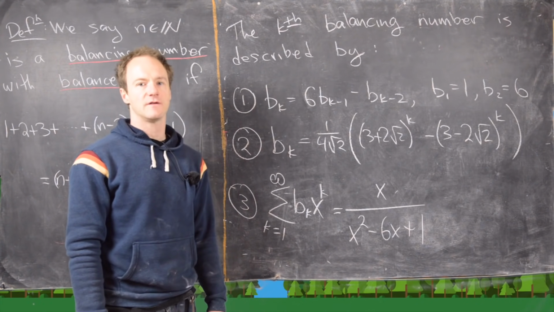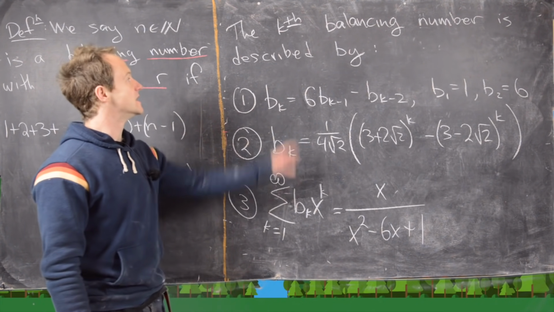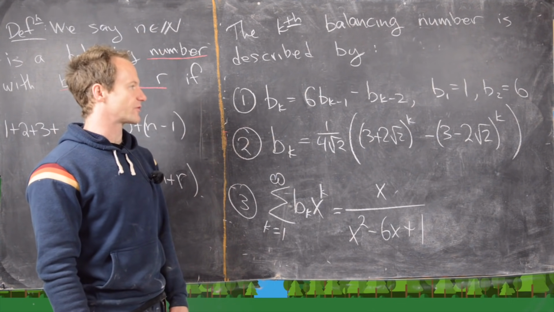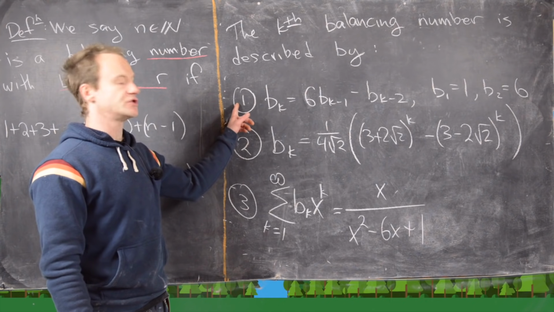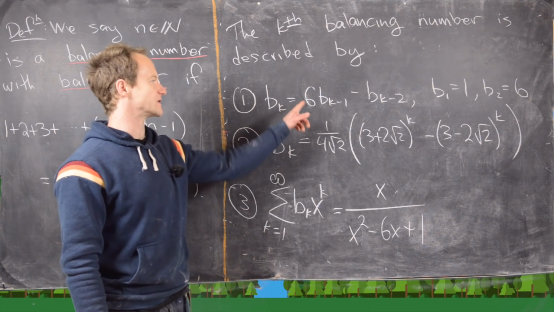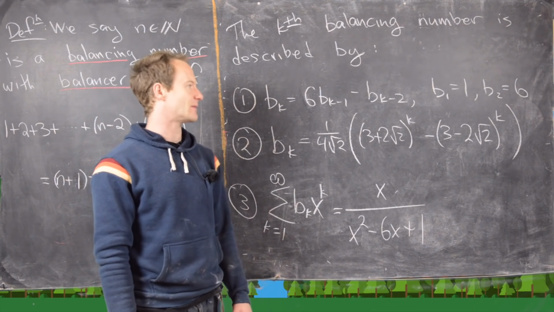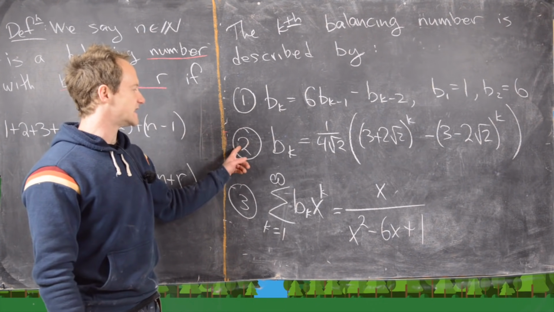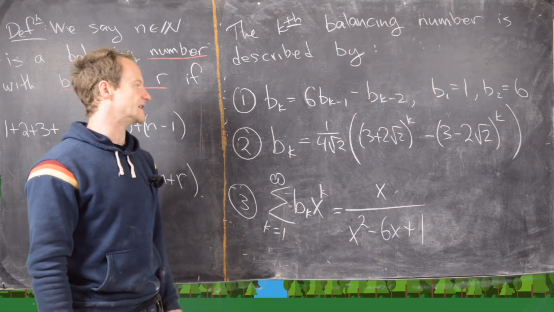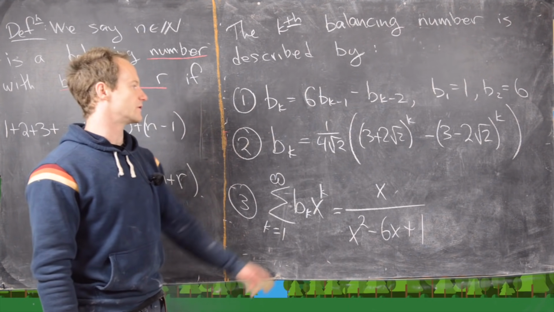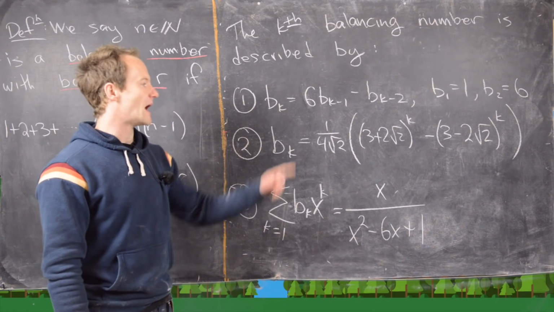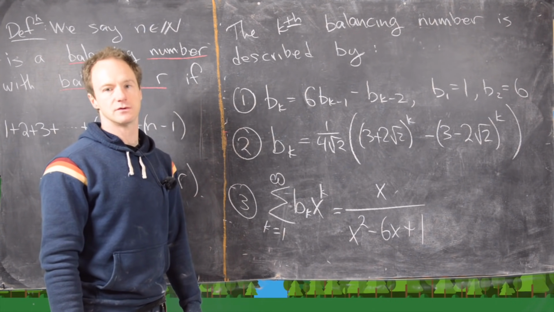Okay, so after all of that, we have this nice summary. So the kth balancing number is described these nice 3 different ways. So we have this 2-step recursion, so b_k equals 6b_{k-1} minus b_{k-2}, where b_1 is 1 and b_2 is 6. We have this nice closed formula, so b_k is 1 over 4 times the square root of 2 times 3 plus 2 root 2 to the k minus 3 minus 2 root 2 to the k.